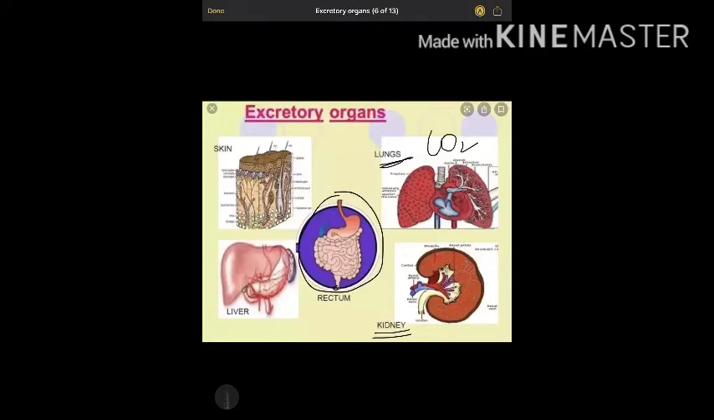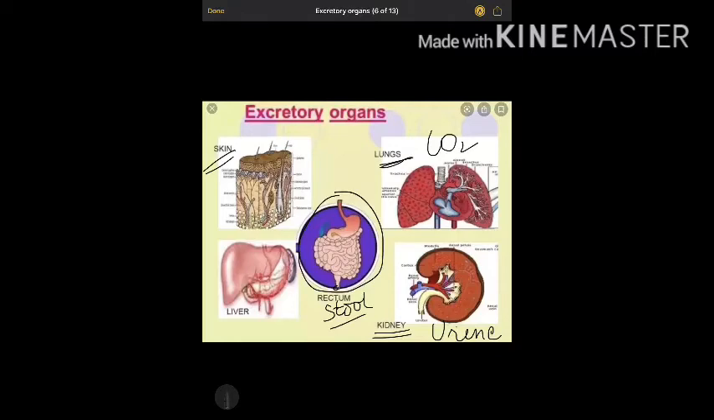Okay, the kidney also helps to excrete waste from the body. It helps to excrete what? Urine from the body. Okay, and for the digestive system, I will write here, we call it stool, which we pass out in the morning. That is stool through the anus, the undigested food material. Okay, now skin also helps us to get rid of sweat.